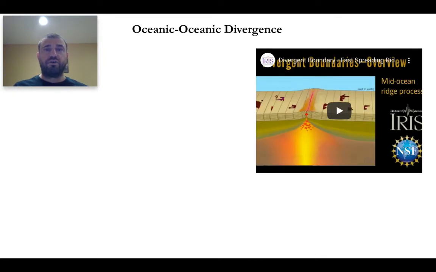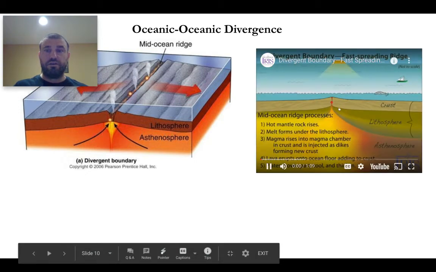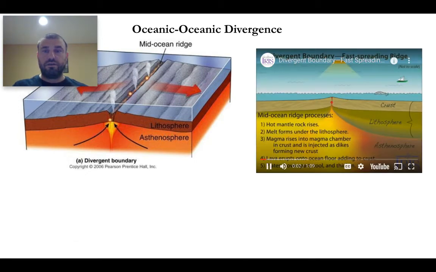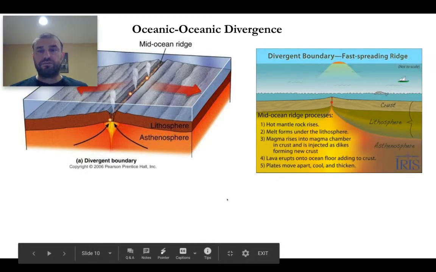Okay, so oceanic divergence is how you get the mid-ocean ridge. You don't need to hear that. I played this clip before, just without the summary.